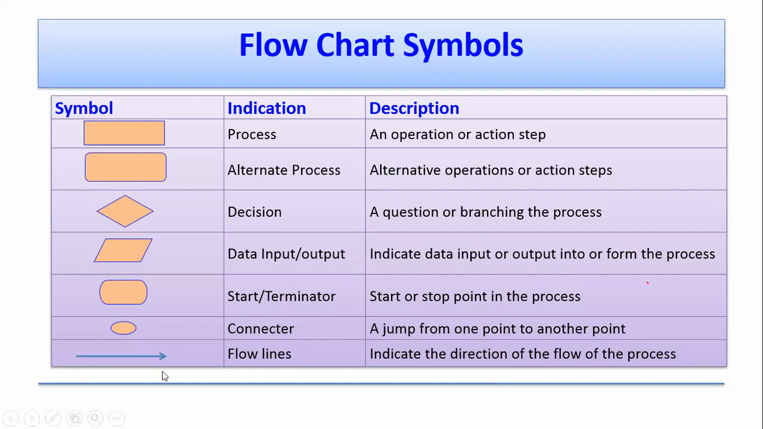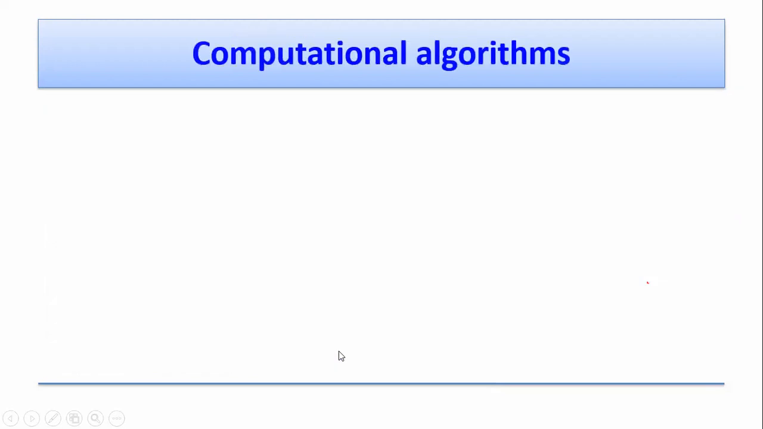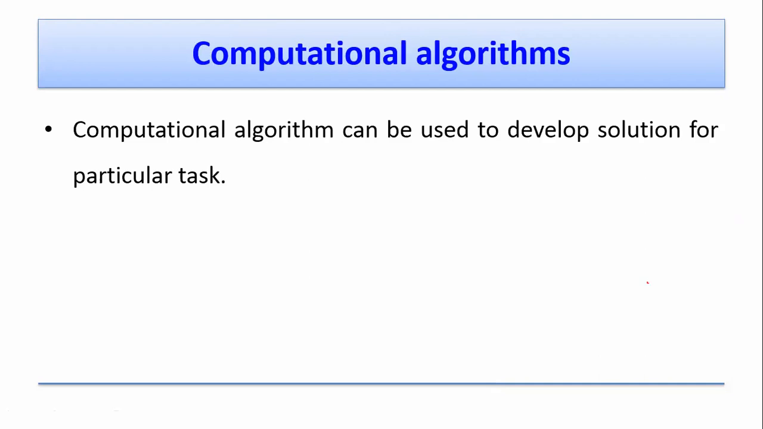And then the next one is data input and output. This is the symbol we use to represent data input and output. And then this is the symbol to indicate the start and the end of the algorithm, or we call it the start and terminator. And then this is the symbol we use for a connector. And then this arrow is used for flow lines. So, okay, let's take the examples, then you will realize how those are used.